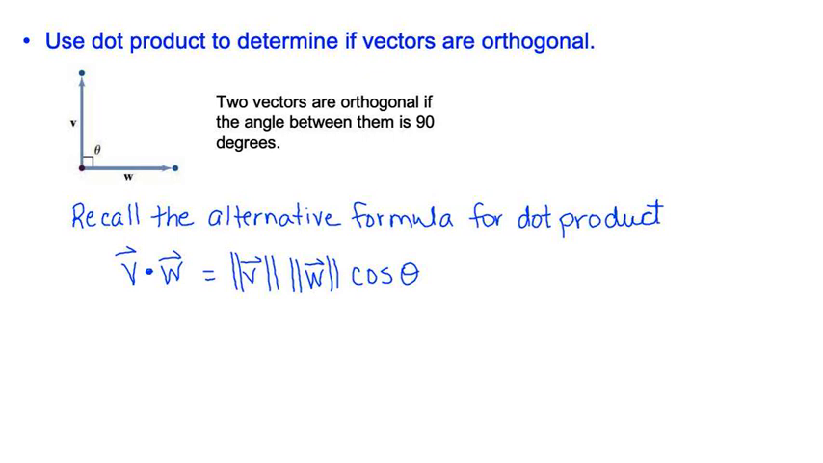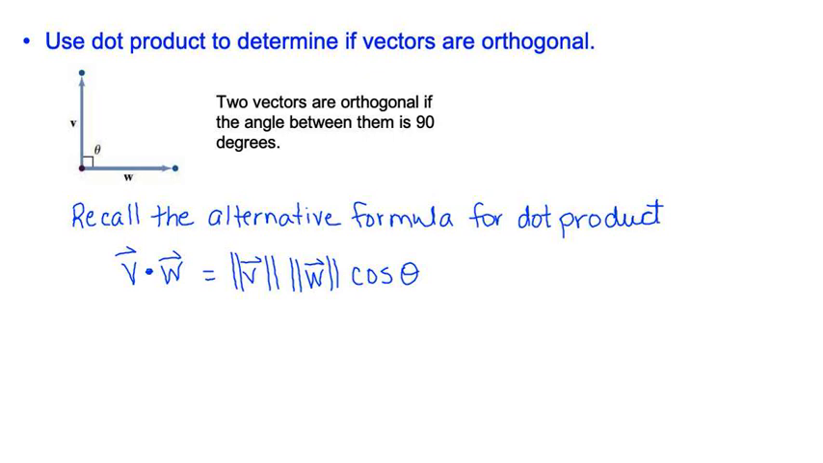For our last objective, we're going to use dot product to determine if vectors are orthogonal. I told you at the beginning that I would make sure you know what orthogonal means. Two vectors are orthogonal if the angle between them is 90 degrees. So if we were talking about rays or lines or segments, we might say they're perpendicular, but orthogonal is the word that we use for vectors.